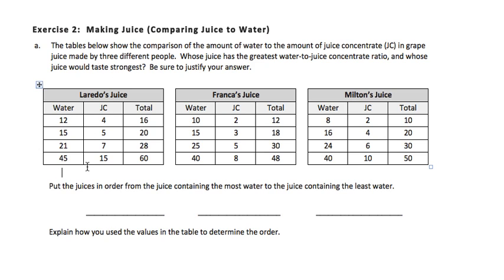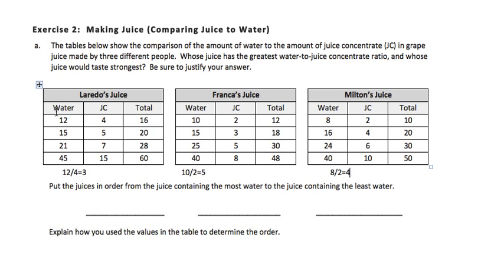So in Laredo's juice, he had 12 parts of water to 4 parts of juice. And when we divide that, we find 3 to 1, a 3 to 1 ratio. Franca's juice is 10 parts of water to 2 parts of juice. And when we divide those, we get a concentration of 4 parts of water. And finally, Milton has 8 parts water to 2 parts juice, which when we divide is a 4-to-1 ratio.